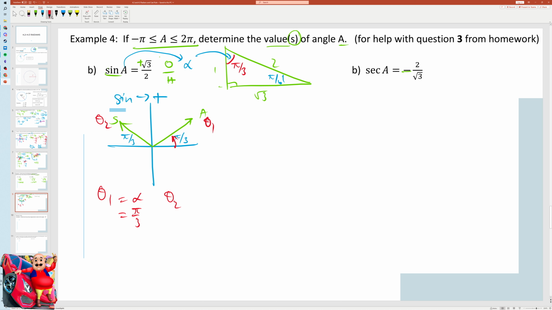To land at that terminal arm, we need to start at 0 and go to here. Unfortunately, we can't get there directly. We have to first rotate a little too much. We rotate all the way over to pi, and then we go backwards a little bit. And we take away our alpha, which is equal to pi minus pi over 3.